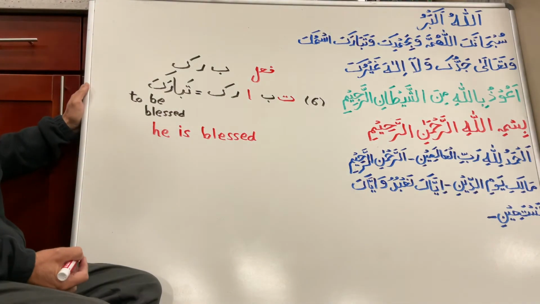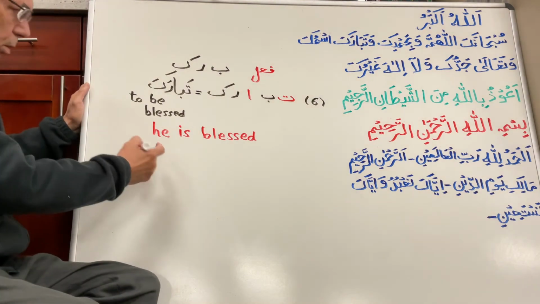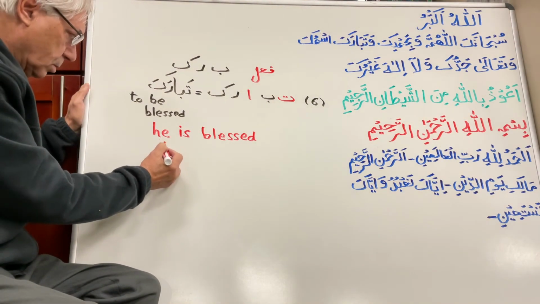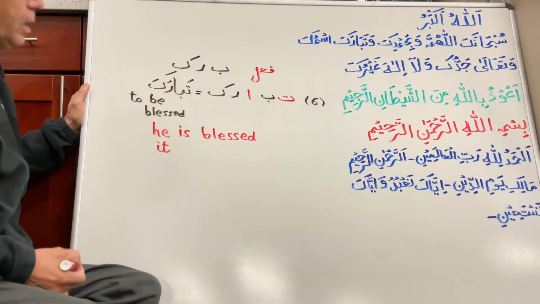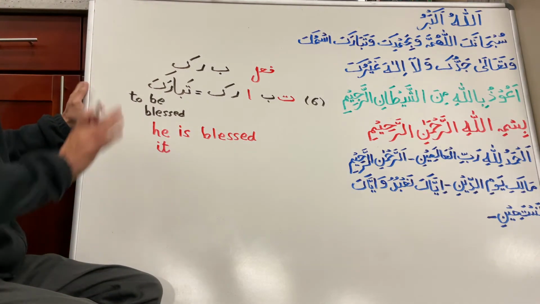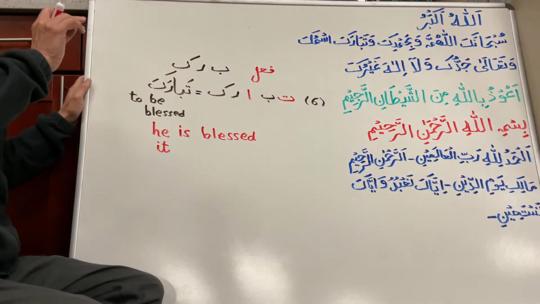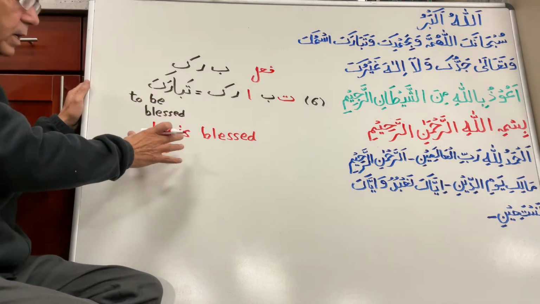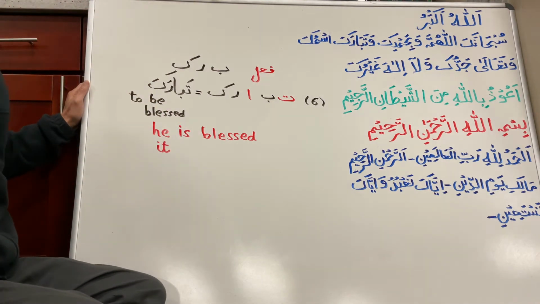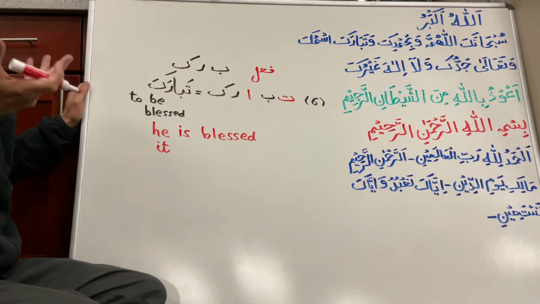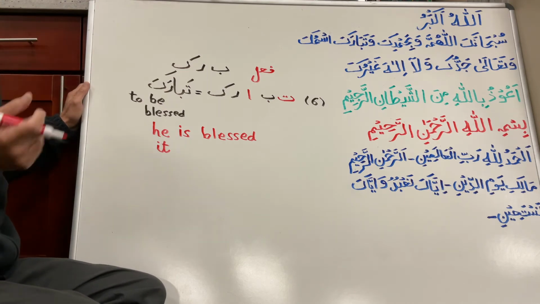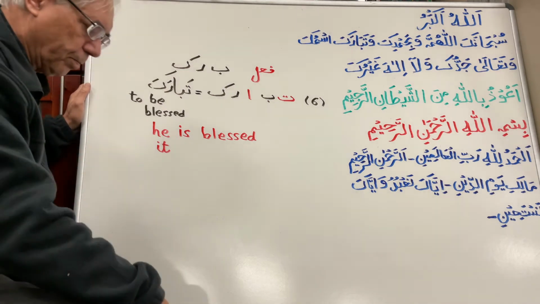Or it is blessed. You can apply both. Okay? So the meaning is that so far, just the word Tabaraka, as you see in there, means it is blessed or he is blessed. But we don't know at this time what is this he or what is this it. Let's look at the next word.